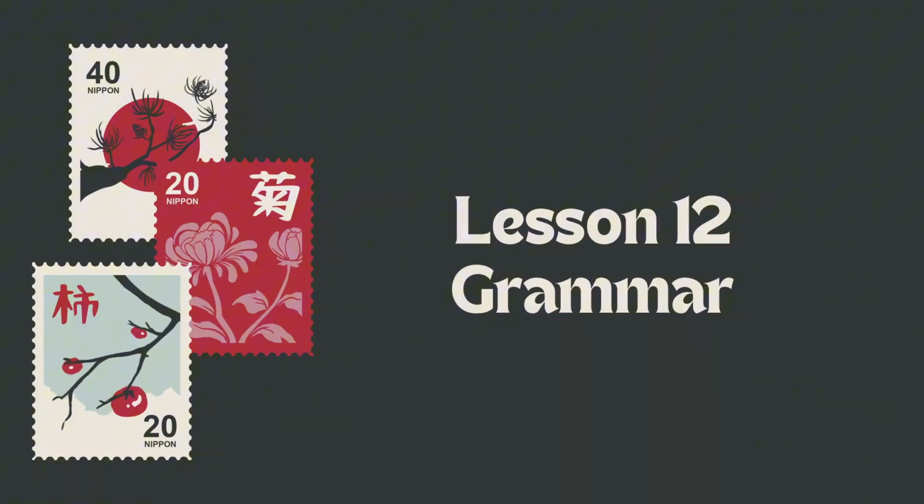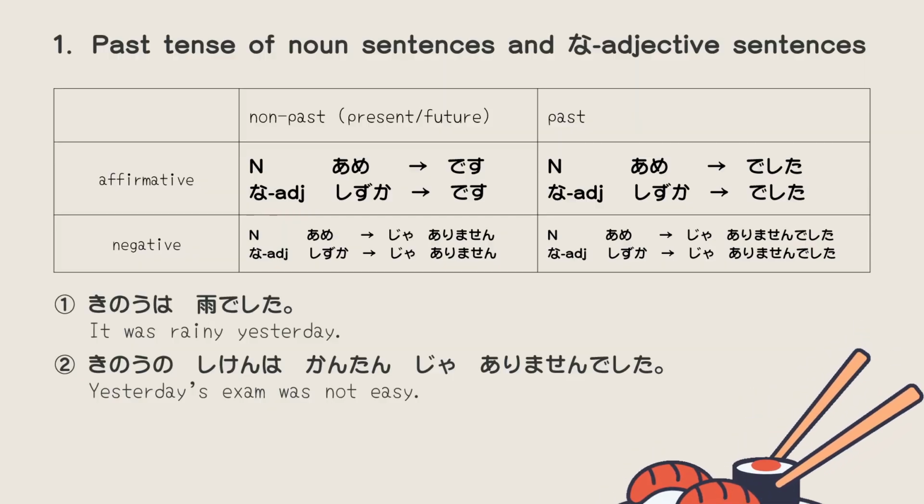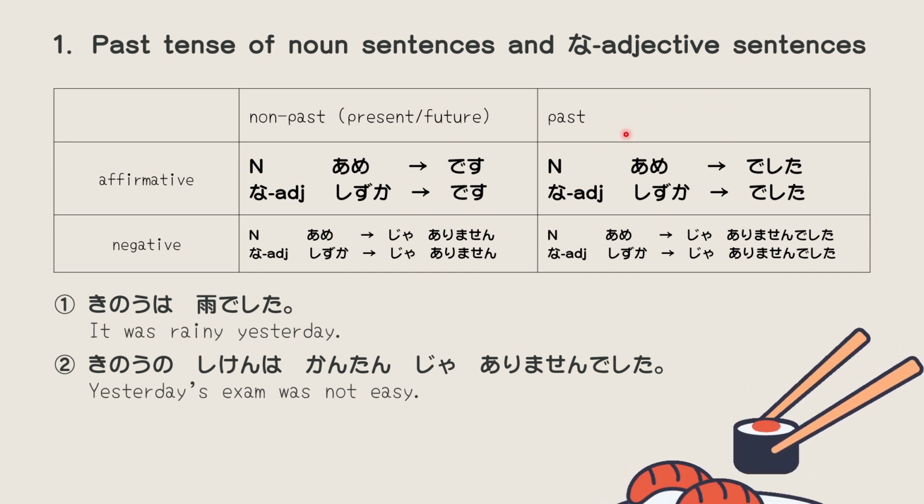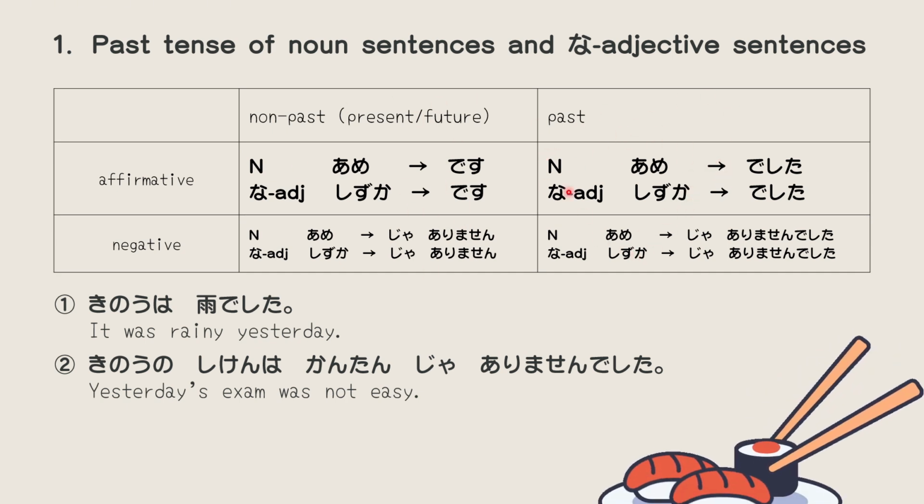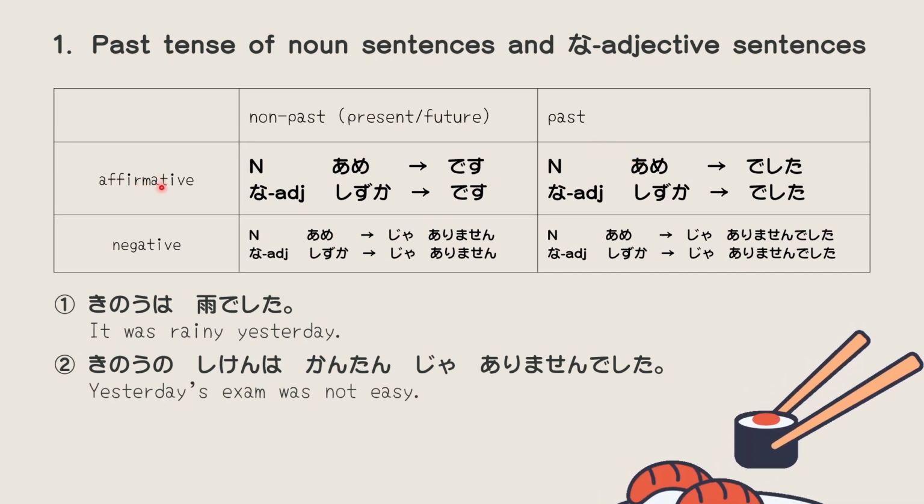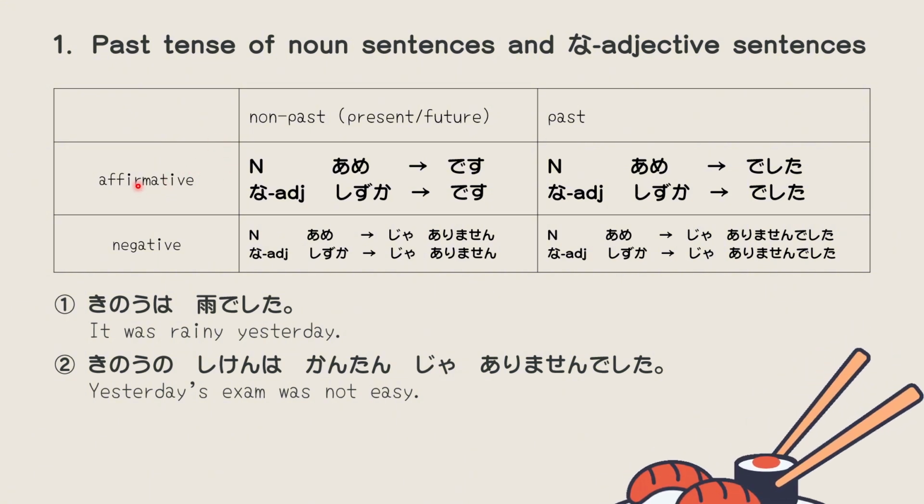So first we have here past tense of noun sentences and na-adjective sentences. As you can see here, we have the noun past and present future column, and we have the past column. If you remember from one of our previous lessons about the past and non-past forms of verb sentences, we have the affirmative and negative form. So first part is non-past, or present or future. When we're talking about non-past, we are talking about the present or the future. So we have here the noun and the adjective samples.